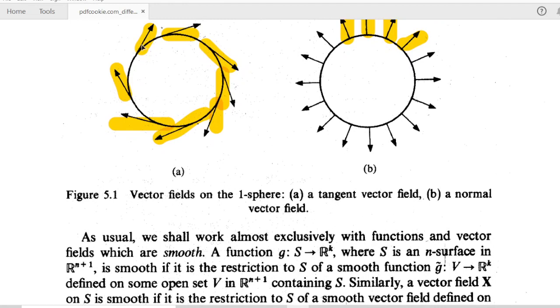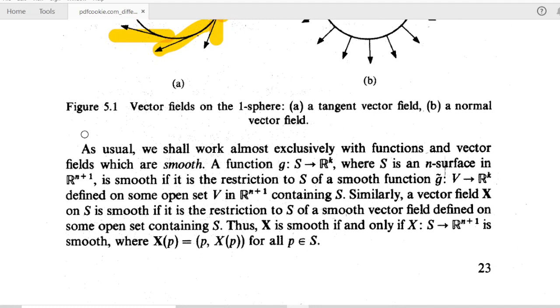So in the first figure, we are considering a vector field in which at every point the assigned vector is a tangent vector. This is an example of a tangent vector field. And if we are considering vectors at every point which are normal, then we get a normal vector field. So as usual, we shall work almost exclusively with functions which are smooth. So we are dealing with everything which is smooth, functions and vector fields which are smooth. No question arises, no discussion arises when it is not smooth. We have to consider a vector field which is smooth.